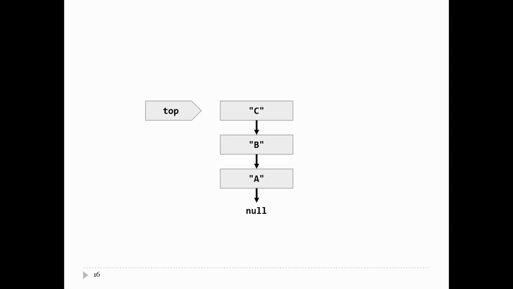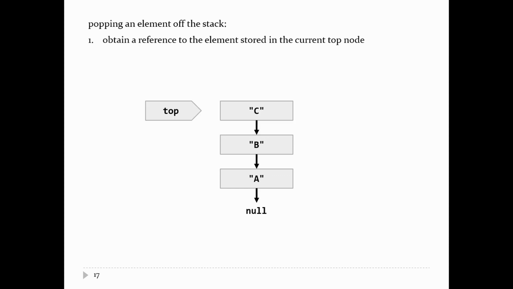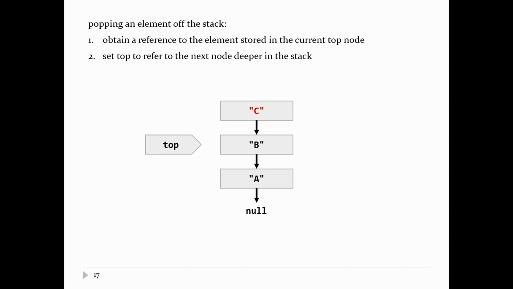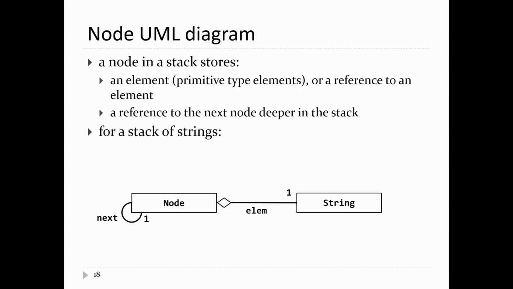To pop an element off the stack, you remember what's currently sitting at the top of the stack, so that's the C. You move the top of the stack to the next element in the stack. The way you do that is, top points at the top element, and the top node has a next link that points to the next node in the sequence. So you just follow that next link to go to the next node. Then you decrease the size of the stack by 1 because you've just removed an element, and then, of course, you return the element that was popped off the stack.